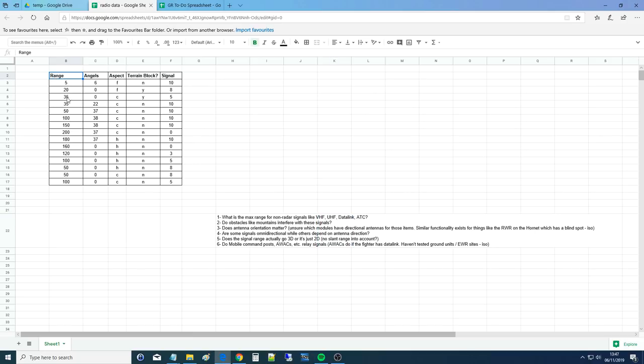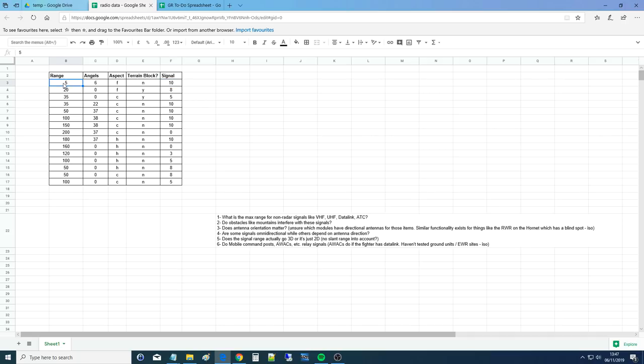So with regards to those ranges, here we have the range of our F-16 from our receiver. The receiver and the transmitter, if you like, was on the aircraft carrier and on my aircraft. So here's the range between us. Here's the angles I made the call at. Here's the aspect I was facing in relation to the carrier. Here's whether there was terrain blocking the signal or not, like obvious mountains I'm talking about. And here was the signal strength when it got back to me.